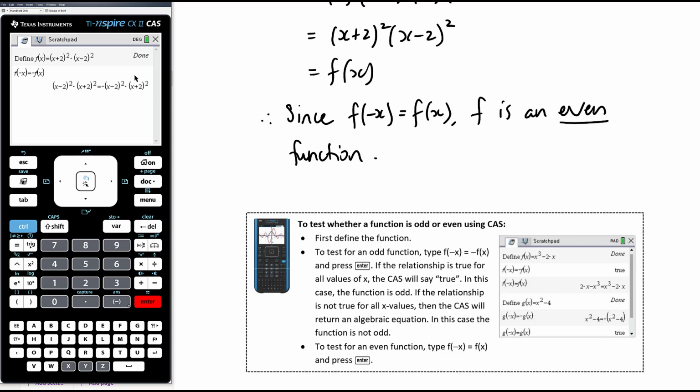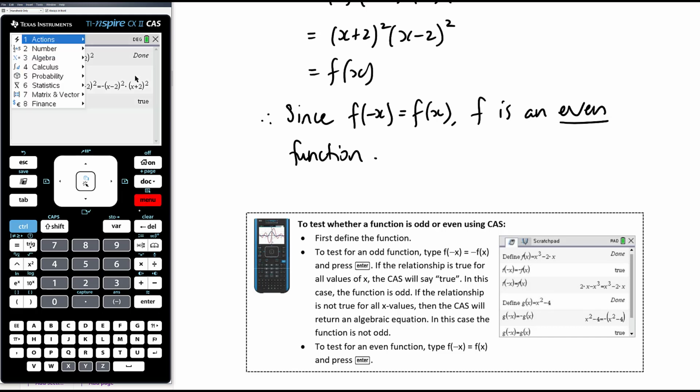Whereas if I test whether it's an even function, so f of negative x equals f of x, which we know it is from what we've just done by hand, if it says true, which it does, it's saying true because this relationship is true for all values of x. So therefore, this is a completely true statement. It's not just an equation to be solved. So you're looking for it to say true to justify that it is an even function.